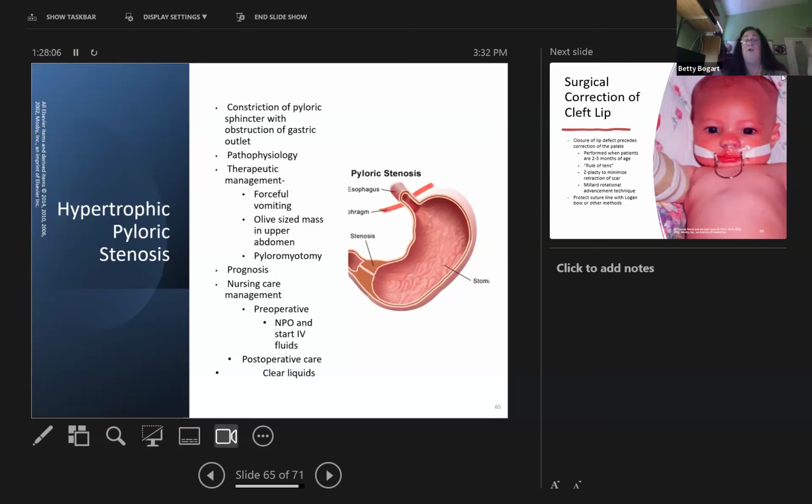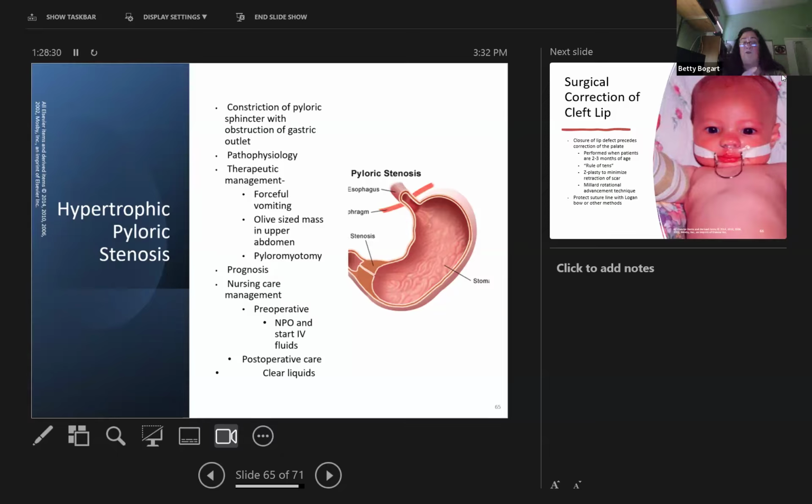It is forceful. So if we see an infant that age coming in with vomiting, my first question, how are they vomiting? Is it a dribble or is it across the room? And then I know what to do. A dribble is GERD, it's reflux. Across the room is hypertrophic pyloric stenosis.